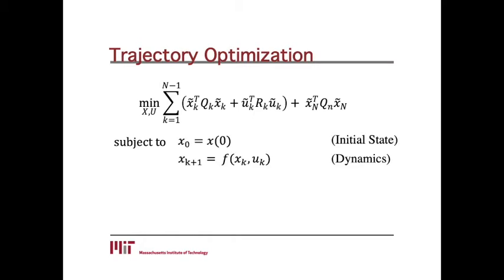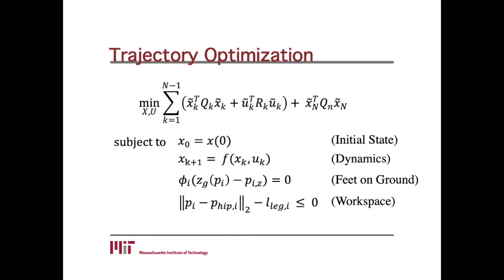We enforce the discrete single rigid body dynamics starting from our known initial state. We also enforce that all feet scheduled to be in contact with the ground, denoted again by the parameter phi, must be placed on the ground. Here, z sub g is a function that maps the xy location of the foot to the height of the ground at that location. Despite not including the joint positions of the robot in the optimization, we enforce kinematic feasibility by limiting the distance between each foot and the hip to which it is attached. And lastly, we enforce that all ground reaction forces must lie within their respective friction cones.